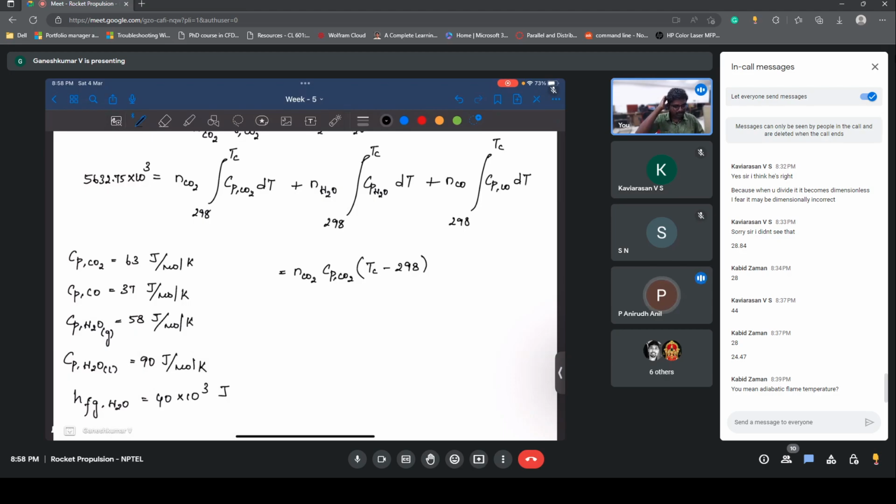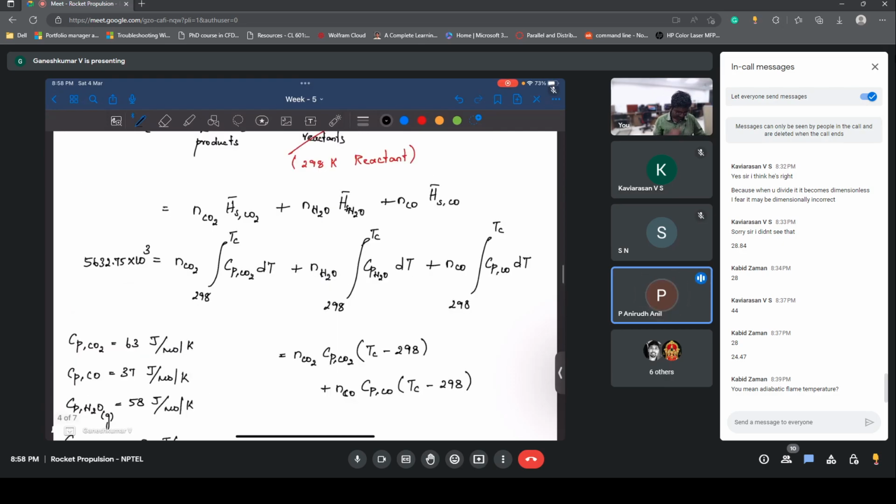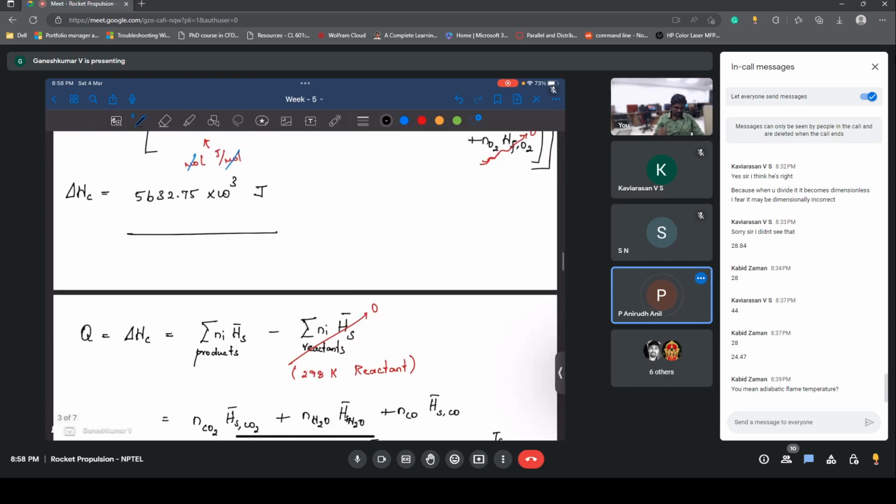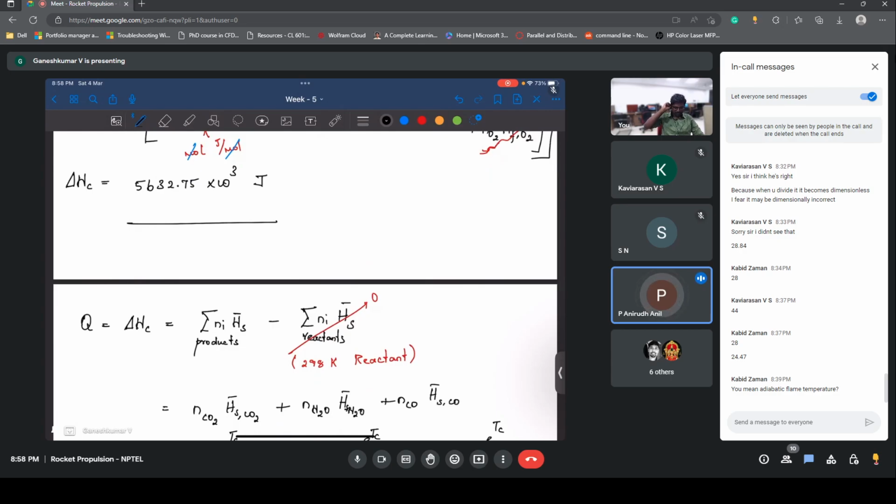We already know moles. Sir, like you said, the total heat is equal to the heat of formation plus sensible heat. So why are we equating the sensible heat with the heat of formation? Right. So basically, how are you getting that heat?